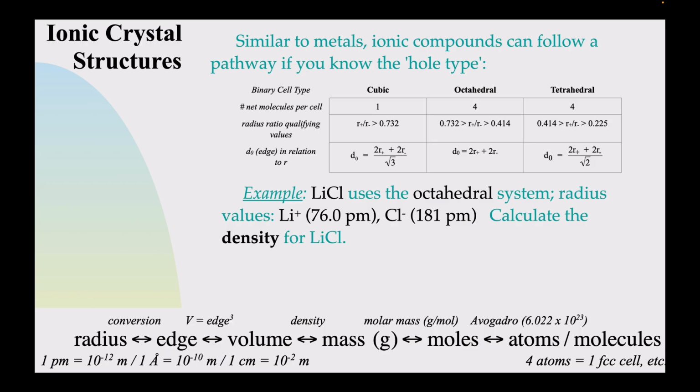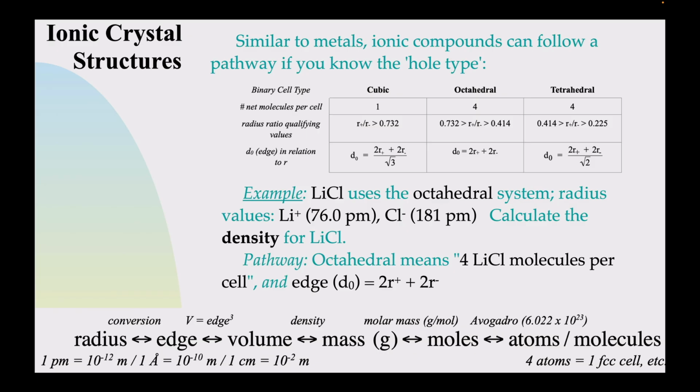We can actually use all this information to calculate the density. And at first, this is like, what are you talking about, Russell? But again, follow this little train track thing here at the bottom, and it's not going to be too bad of a process. Octahedral, the parts you need, 4 molecules per cell. And this problem uses lithium chloride, so that's going to be 4 lithium chloride molecules per cell. And the other part we're going to need is that edge D0 equals 2R plus 2R minus. So if we have those 2 pieces of information, we're going to be able to get the density. And I'll show you how.